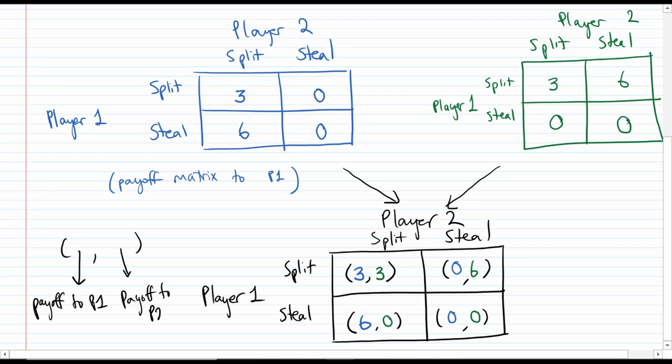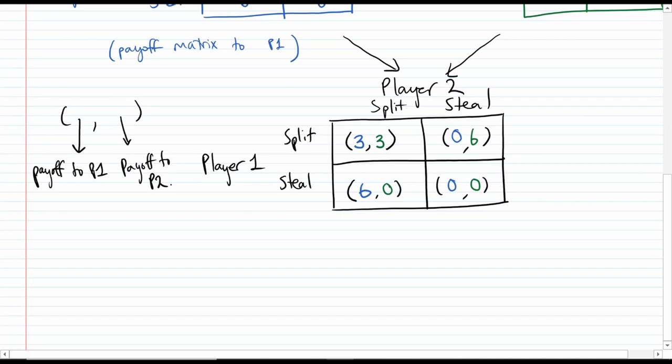Okay, so let's take a look at another partial conflict game. It's called the Game of Chicken. So as you can see, the Game of Chicken was a little bit different than Split or Steal, but it had a lot of the same dynamics going on. So let's make a payoff matrix for the Game of Chicken.